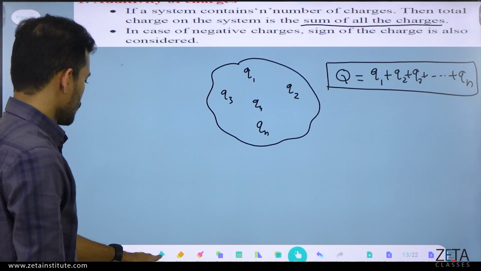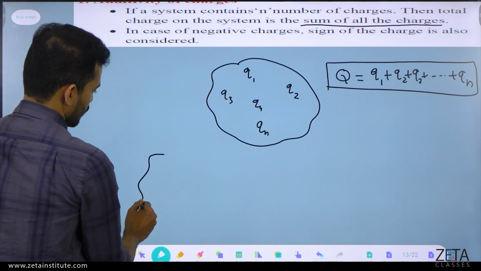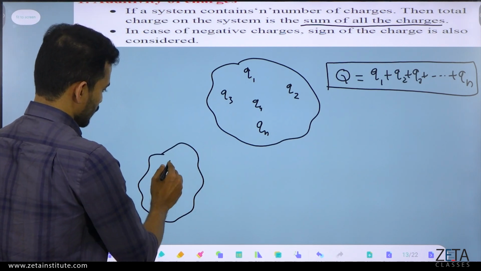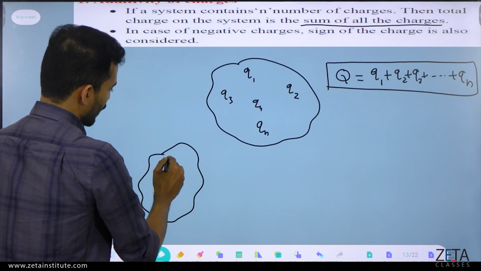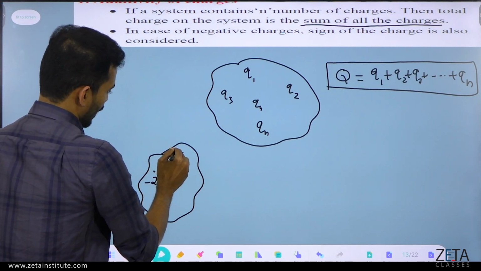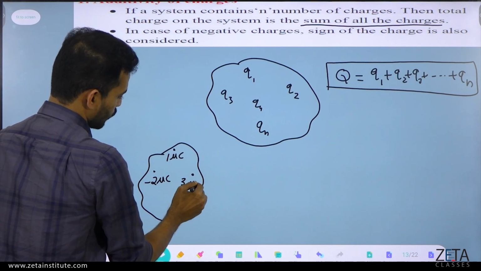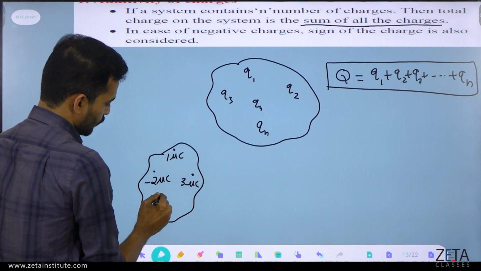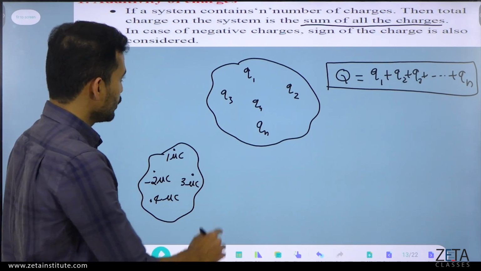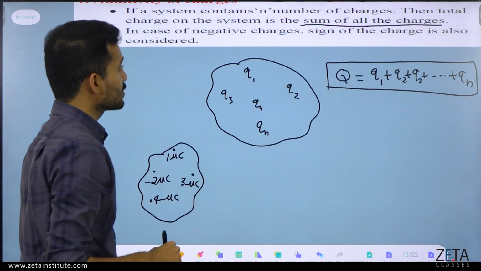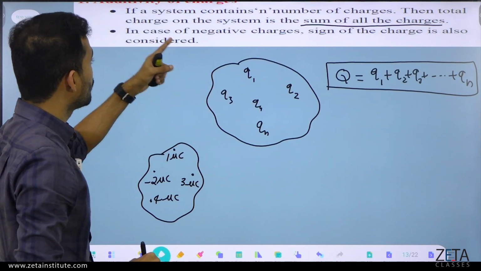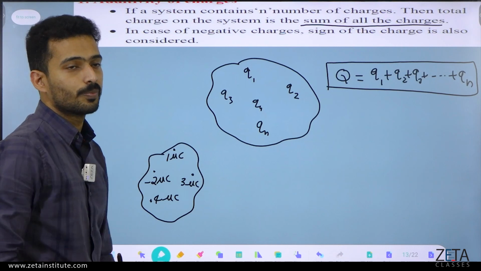Okay. So what is that? Listen, this is a body or system of charges. Here it is 1 microcoulomb. Here it is minus 2 microcoulomb. Another charge 3 microcoulomb and another charge 4 microcoulomb. So what is the total charge of the body? We know that it is the sum of all charges, and also the sign of the charge should be considered.